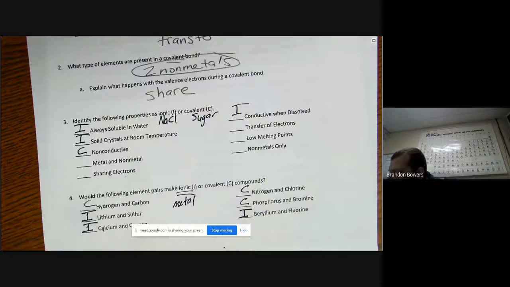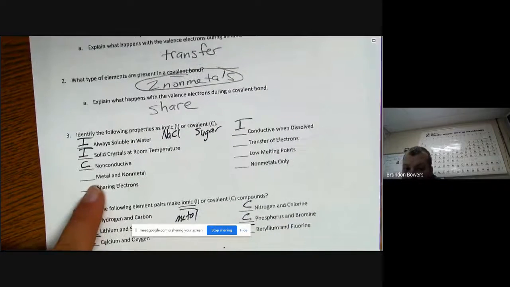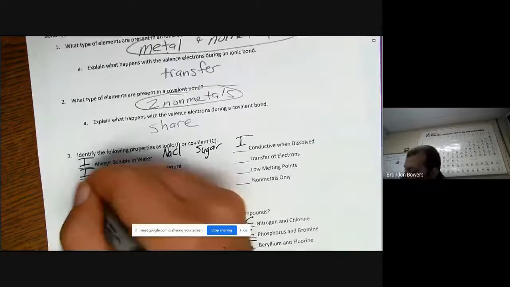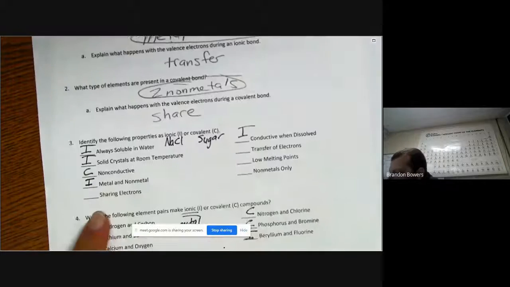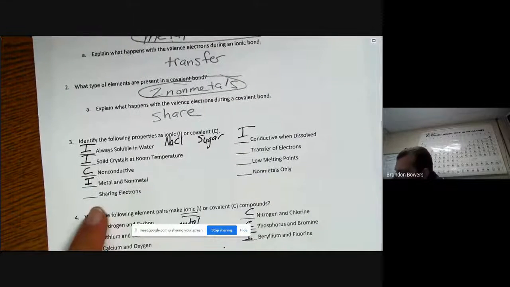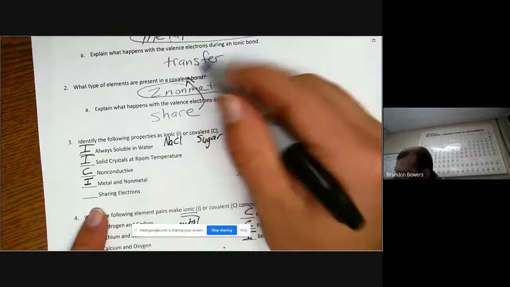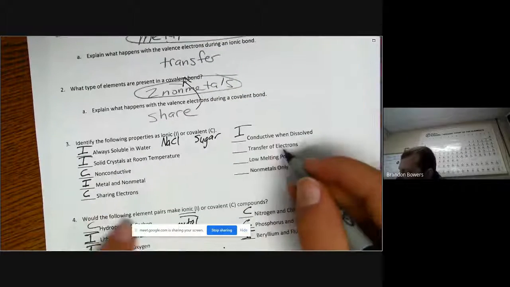Okay. Which one has a metal? Ooh, metals. We learned that earlier. Metals are ionic. Which one shares electrons while sharing? It's covalent. Which one transfers? Well, that's ionic.